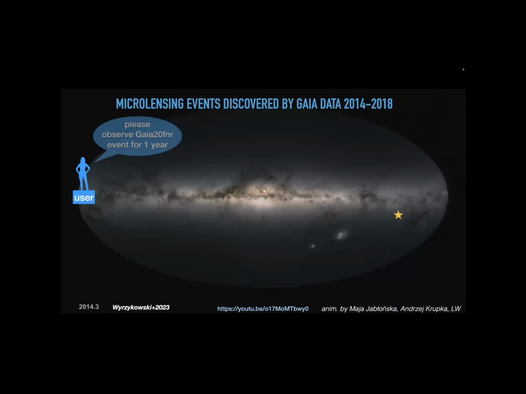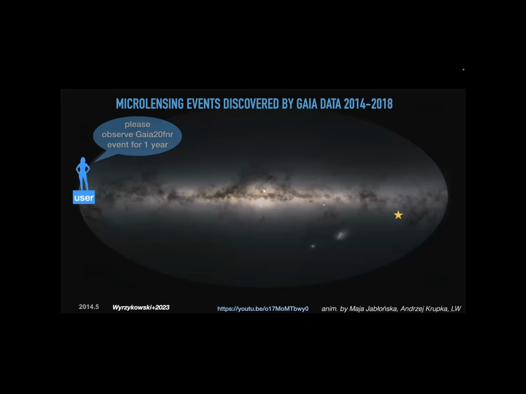And yet another story you can imagine, a user is coming and saying, please observe this object, which is called Gaia 20 FNR, marked here with the star among all the other microlensing events discovered by Gaia. And so please observe this event for 1 year. It's very difficult to go to a time allocation committee, which normally allocates time, and ask for 1 year of observations of one target, right?